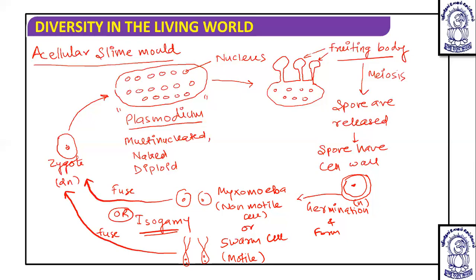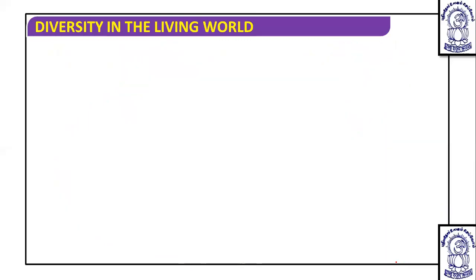If we write some of the examples of acellular slime mold, they are Physarum and Physarella, Physarum and Physarella, and Fuligo. So this is the acellular slime mold. The next one is cellular slime mold.